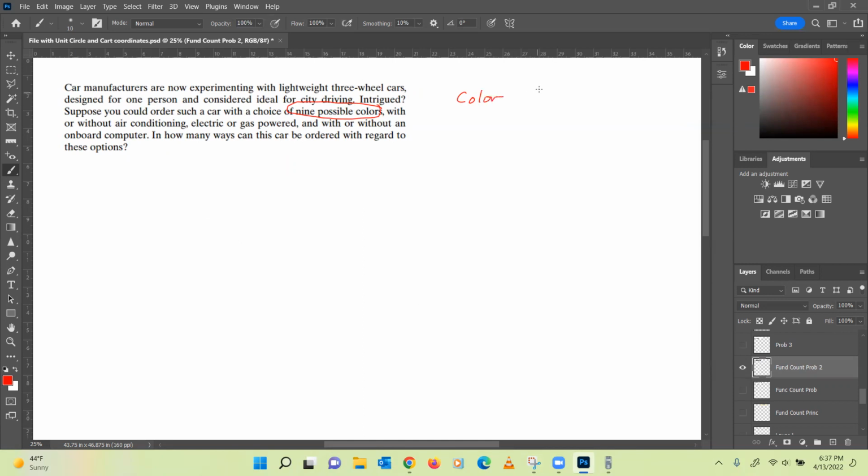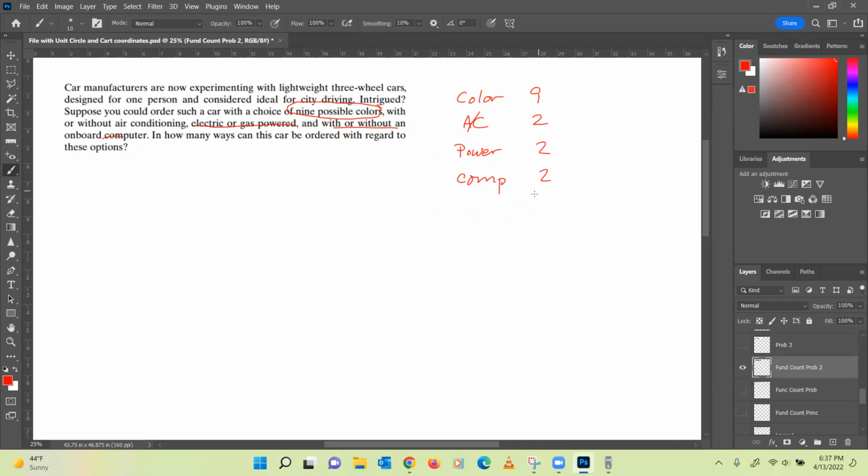So colors would be 9. I'll keep it red. With or without air conditioning. So for the AC, we've got with or without, that's 2 options. And then electric or gas powered. So power has 2 options. With or without an onboard computer. So the computer had 2 options, with or without.